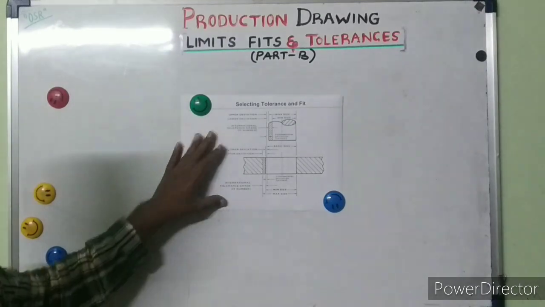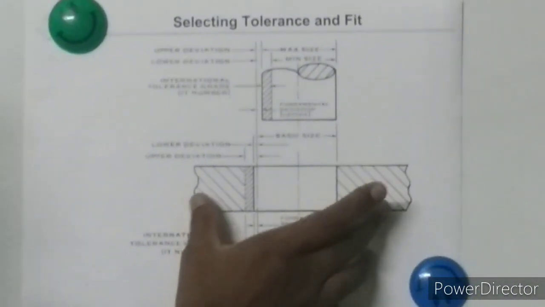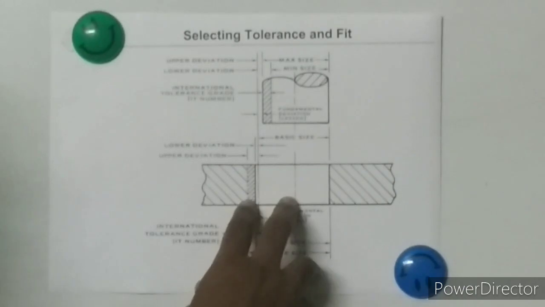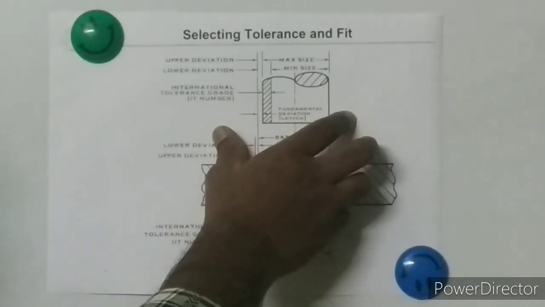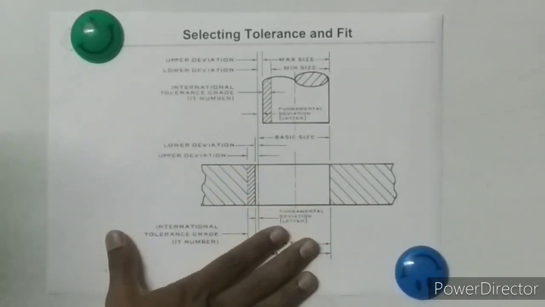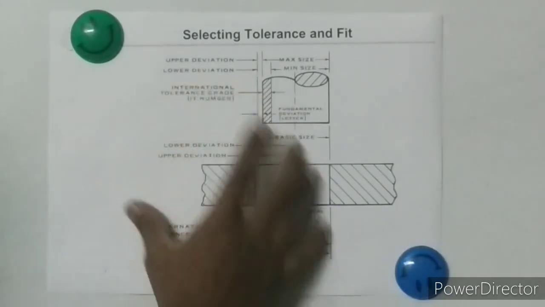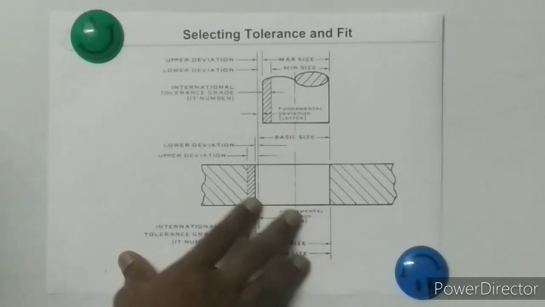Let me focus on this. So this represents the hole, this represents the shaft. So what is the hole? Any internal dimension is called a hole. Any external dimension is called a shaft. So let me see in detail what the basic size is, what the upper deviation and lower deviation are, and what the minimum size and maximum size are. That we're going to learn.